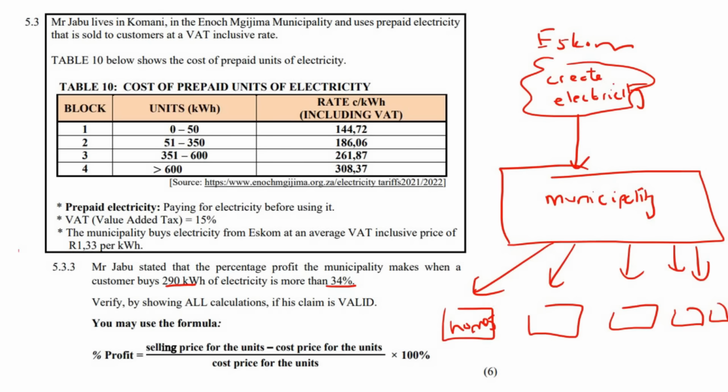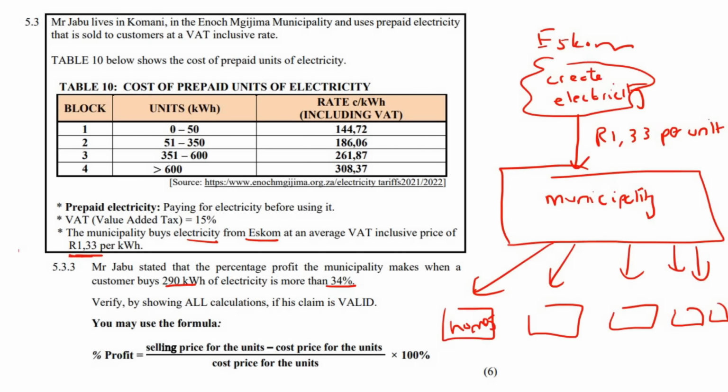So here in this table, at the bottom, they tell us that the municipality buys electricity from Eskom at a VAT inclusive price of 1 Rand 33 per unit. Then they sell it to us at, for example, 1 Rand 44 if you round that, about 1 Rand 86, 2 Rand 61, and 3 Rand 8 cents. So they're selling it for a little bit more, but that's normal because they're trying to make a bit of money, because it's like a business.